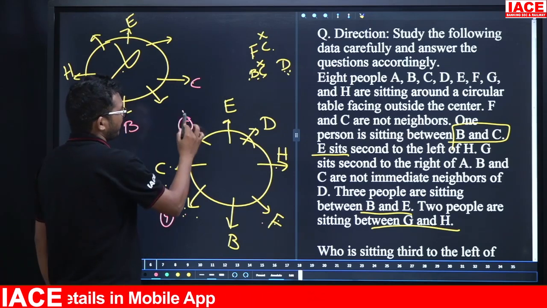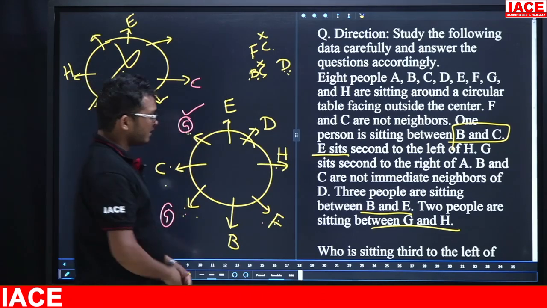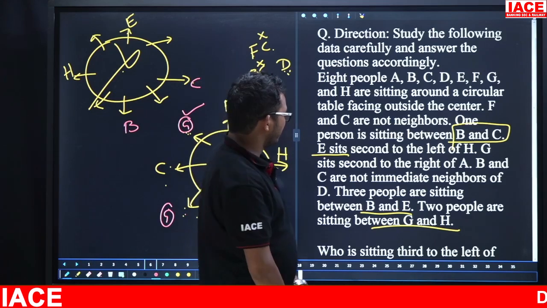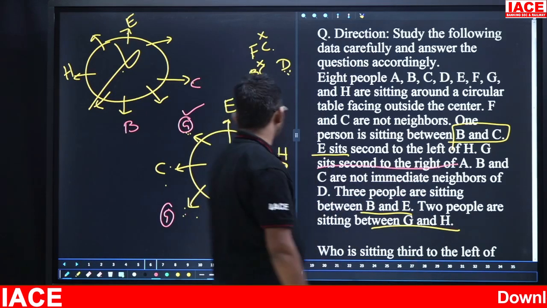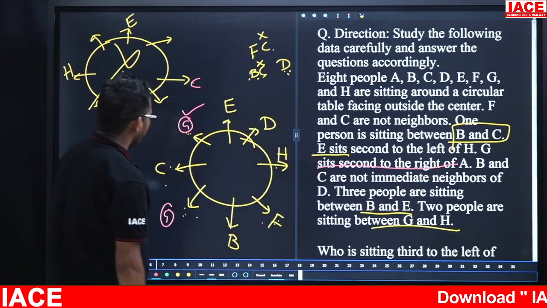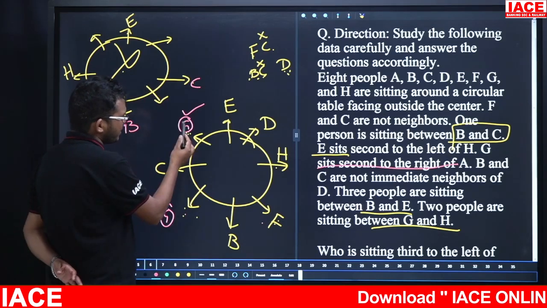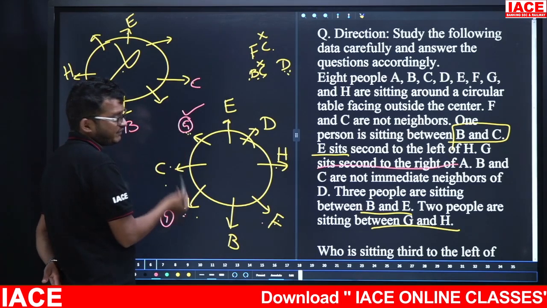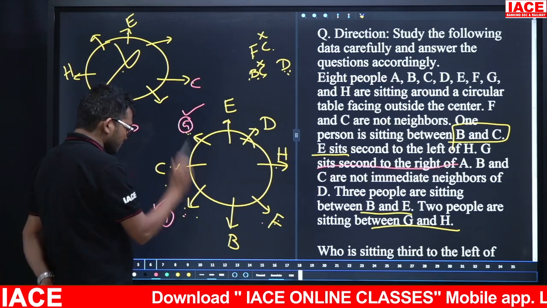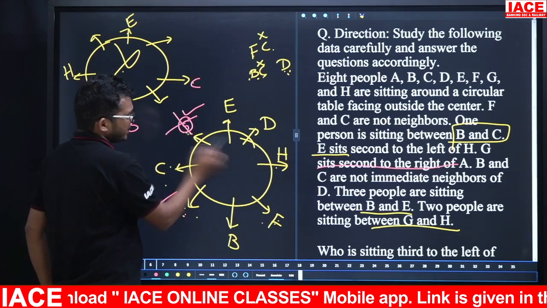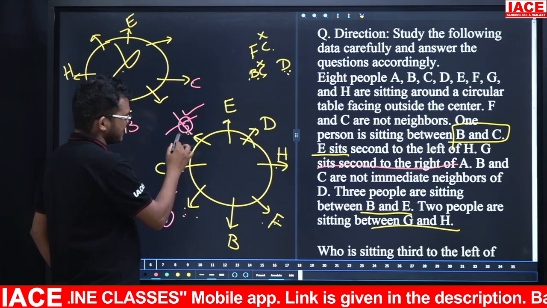And suppose if I take this possibility for G, our requirement is what here? G is second right of A. Friends, if I take this possibility for G, here A, G is second right of A, chance. Otherwise, if I take this possibility for G, between H and G, here we are having two members. Now, this is the only possibility for A.